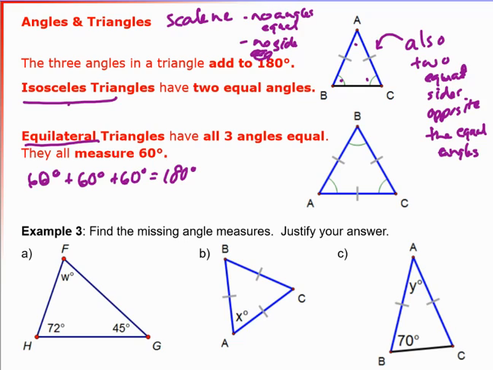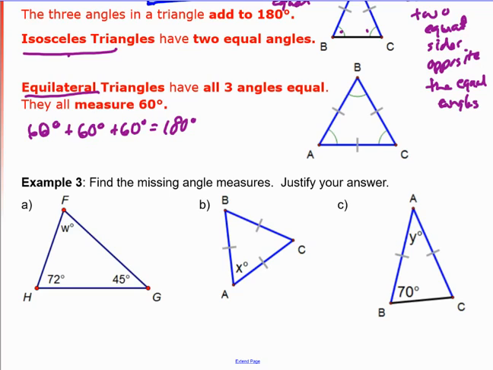No sides equal. So for example, anything like this, where the sides are different, could be scalene. Okay, so looking over here, now all angles in a triangle should add up to 180.